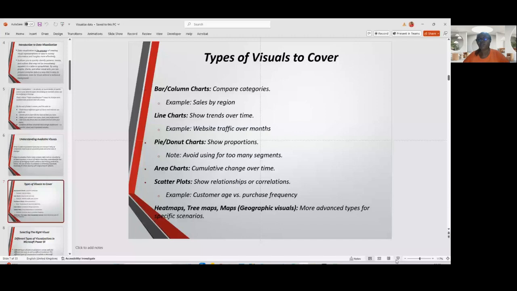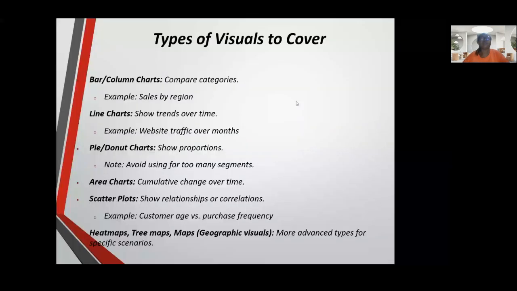So we are going to look at the different types of visuals. The bar chart is called the bar column chart. It's used to compare categories. Example is sales by region. And you have the line charts. This shows trends over time. The example is website traffic over months. Remember, it's trends over time, over months or years.